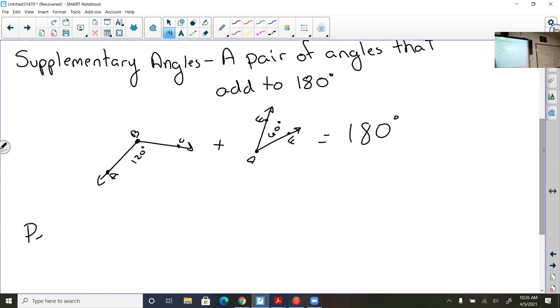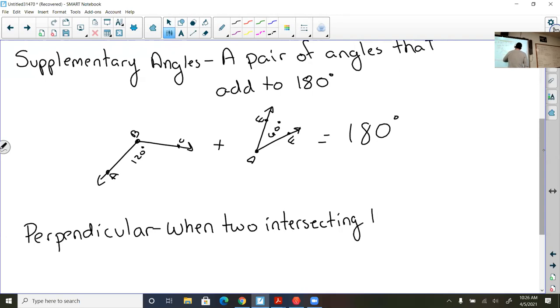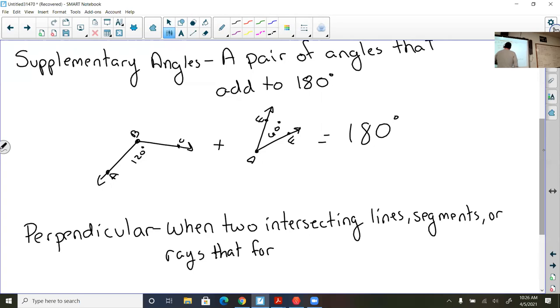And a word that you guys should have seen before is just when something is perpendicular. And that's when you have two intersecting lines, segments, or rays that form a 90 degree angle at its intersection.